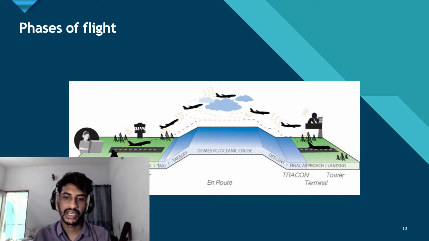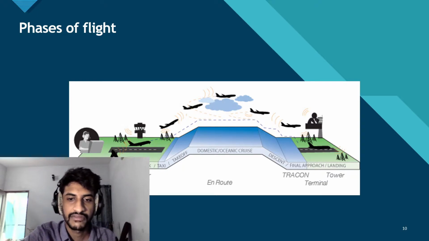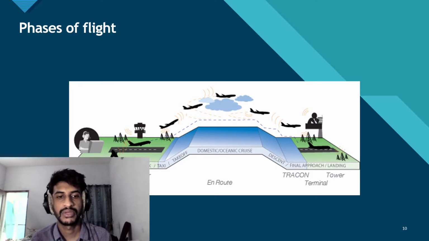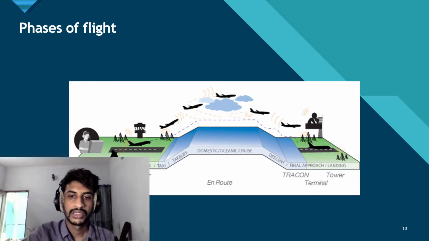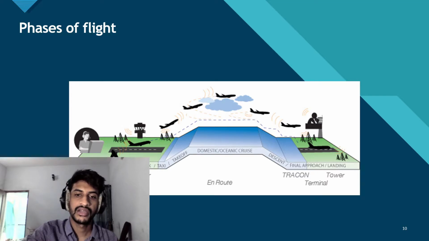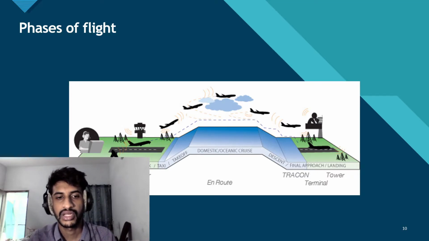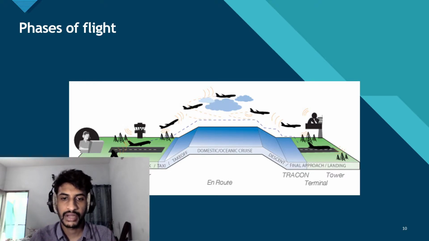Then we have the clearance to taxi. Once the aircraft is boarded with passengers and loaded with cargo, all the doors are closed and pilots are given a ground clearance to be taxied to the runway. Takeoff. After the taxi, the airplane is taxied to the runway, from where it takes off and goes on to an initial climb.